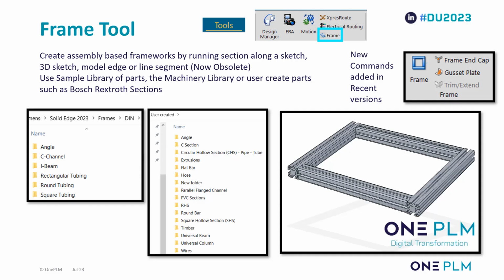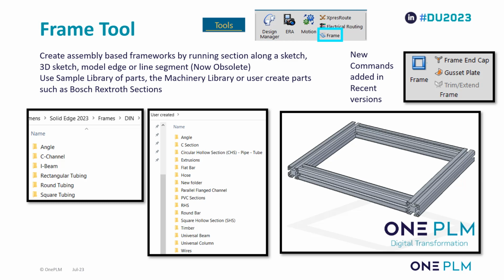Okay, next we're going to have a look at the frame tool. This is in the tools tab of the assembly environment. This allows us to create frameworks by running sections along sketches, 3D sketches and model edges, or a line segment. Line segment is now obsolete, but it is still available for you to create within a custom theme.